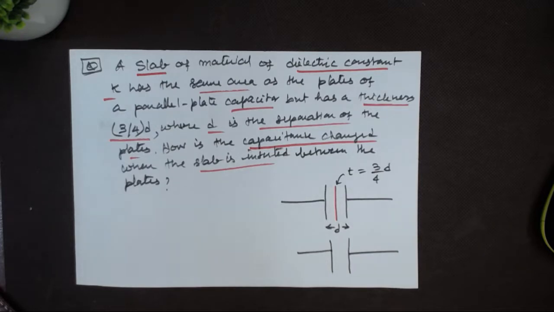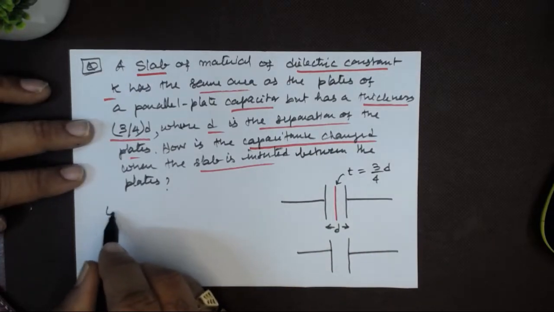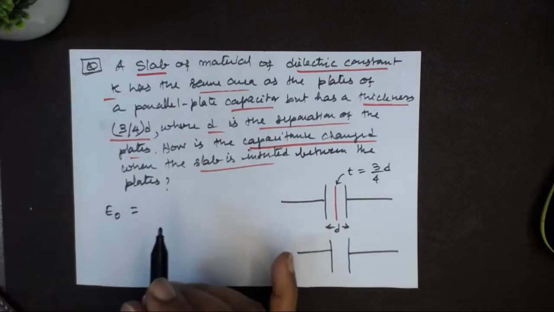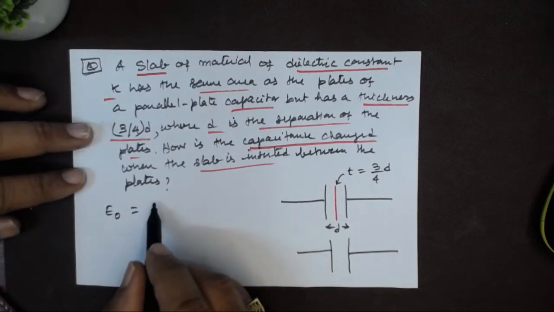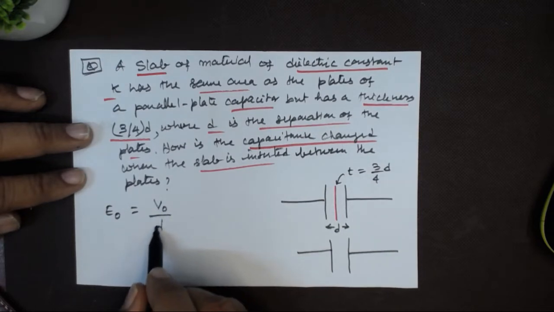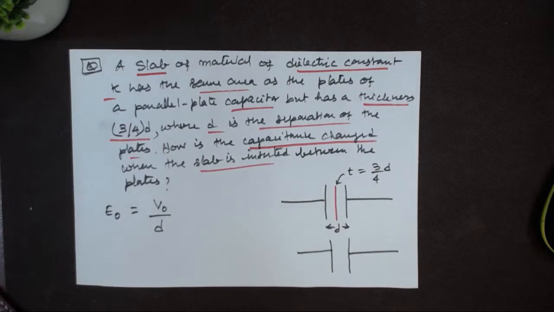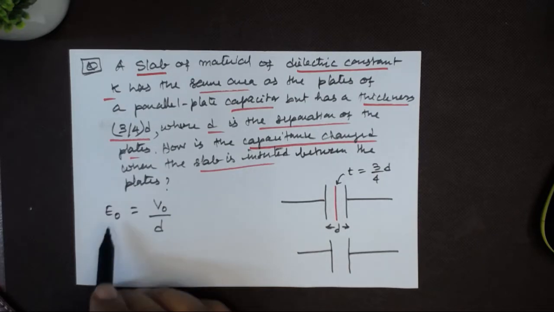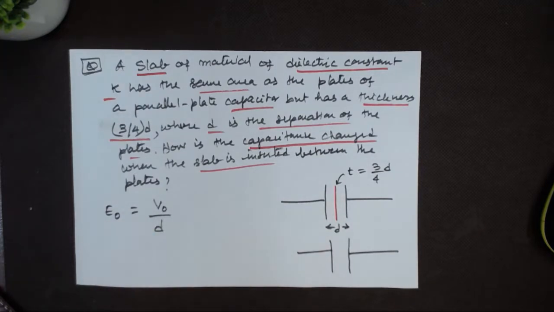So we have the formula, that is the electric field between the parallel plates. Okay, so E naught, the electric field between the parallel plates, is given by the potential divided by the distance. And the potential difference when E is equal to E0 is there, it is indicated by V naught.